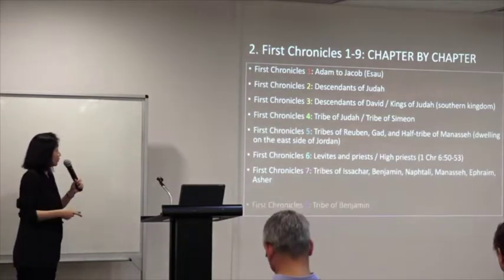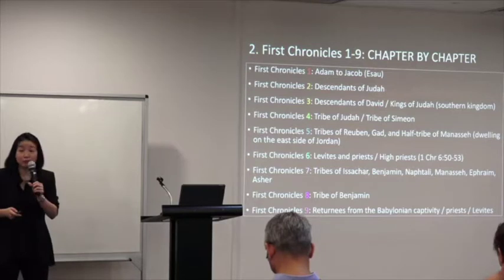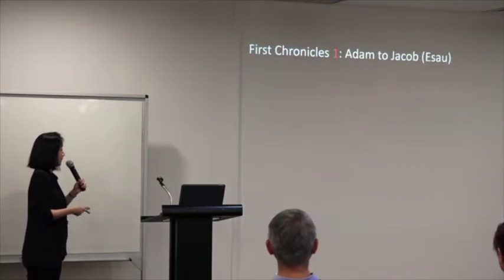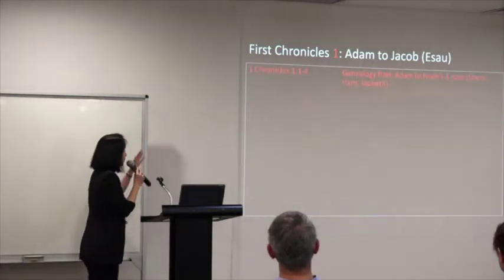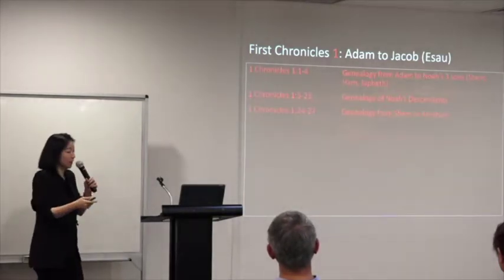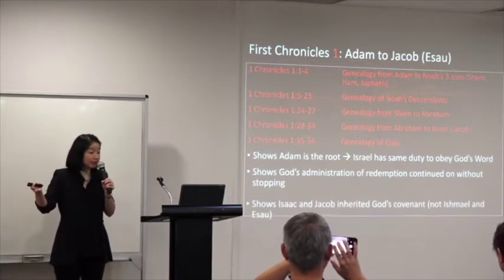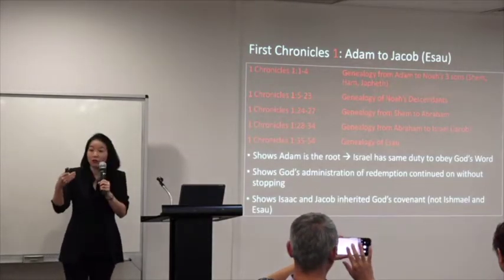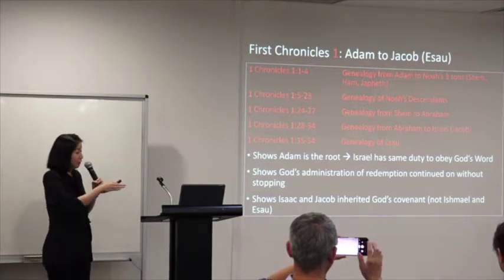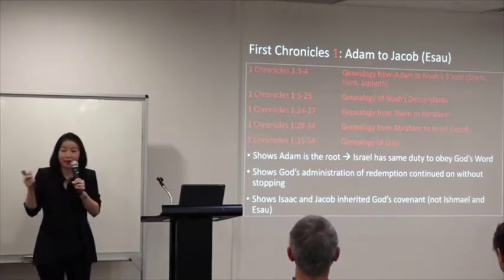We will first look at 1 Chronicles chapter 1, from Adam to Jacob and his twin brother Esau. When we look at the 1 Chronicles chapter 1 genealogy, it talks about the genealogy from Adam to Noah, and then Noah's 3 sons, his descendants, all the way going down to Abraham and then to Esau. Now, why is this important?